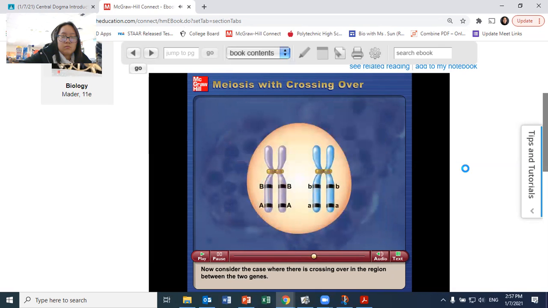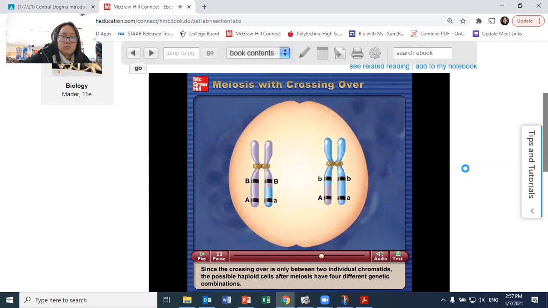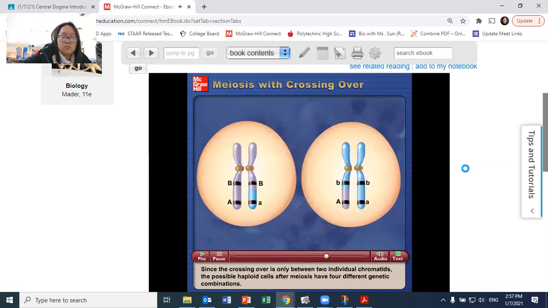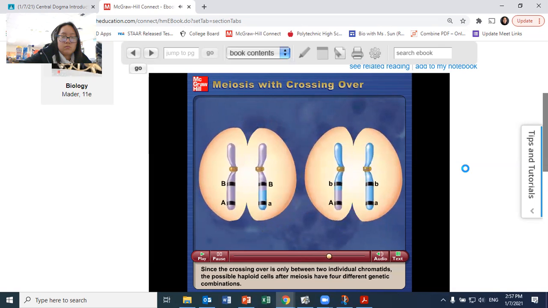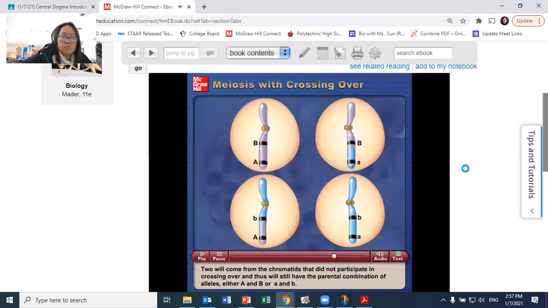Now, consider the case where there is crossing over in the region between the two genes. Since the crossing over is only between two individual chromatids, the possible haploid cells after meiosis have 4 different genetic combinations. 2 will come from the chromatids that did not participate in crossing over and thus will still have the parental combination of alleles, either capital A and capital B, or lowercase a and lowercase b.